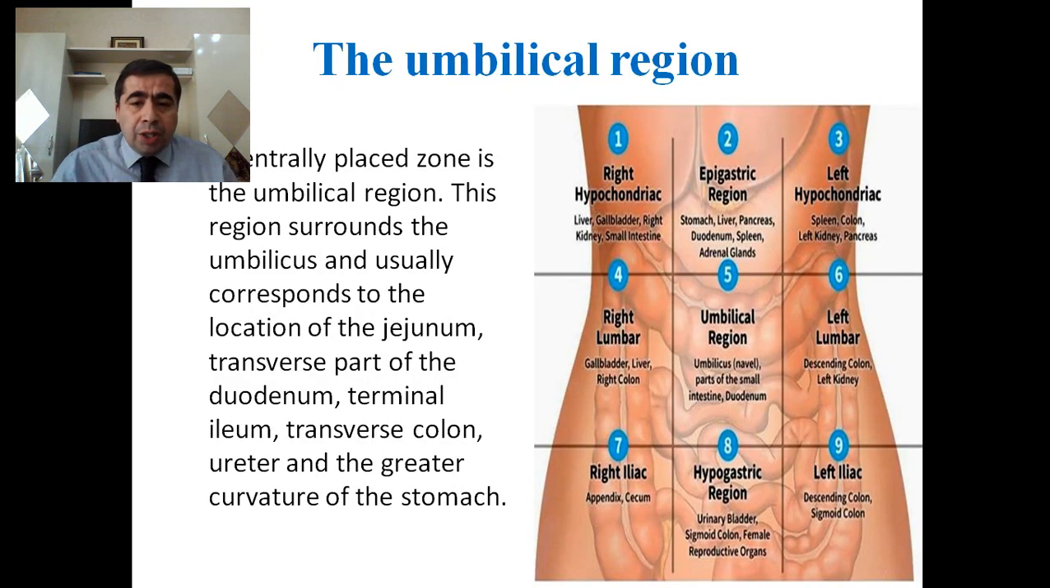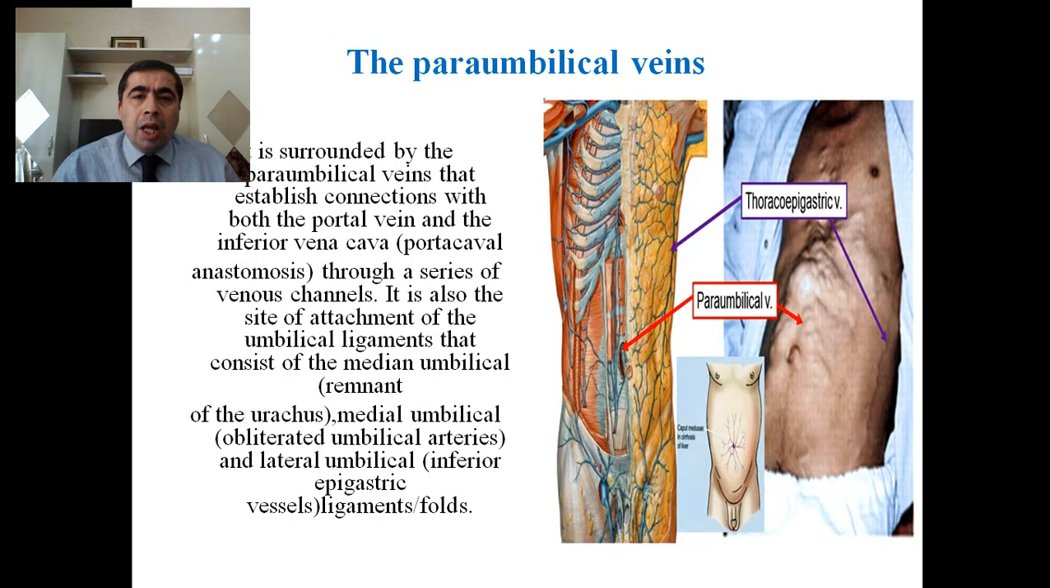The umbilical region. The umbilical region is the centrally placed zone, and this region surrounds the umbilicus and usually corresponds to the location of the jejunum, the transverse part of the duodenum, terminal ileum, transverse colon, ureter, and the greater curvature of the stomach are also projected onto this region. In this region, we are interested first of all in the paraumbilical veins. These are subcutaneous veins, and they open directly into the portal vein.